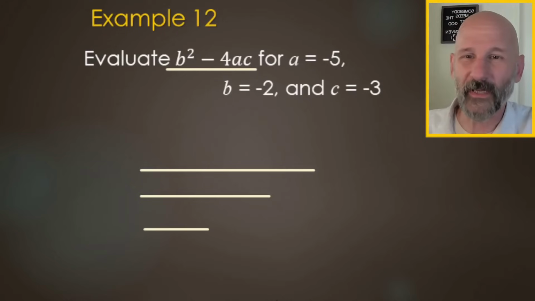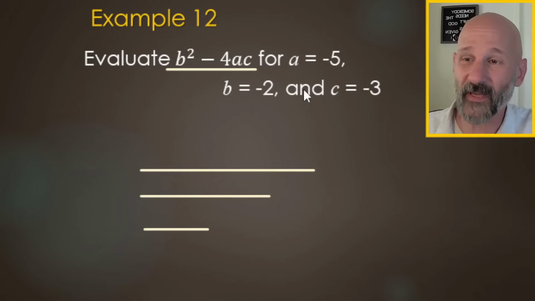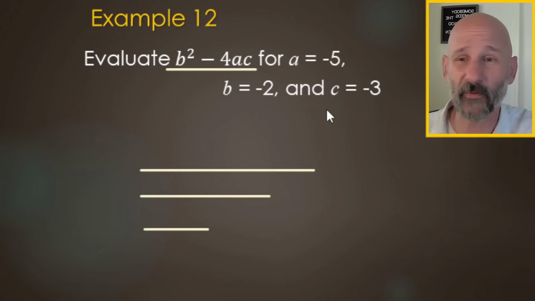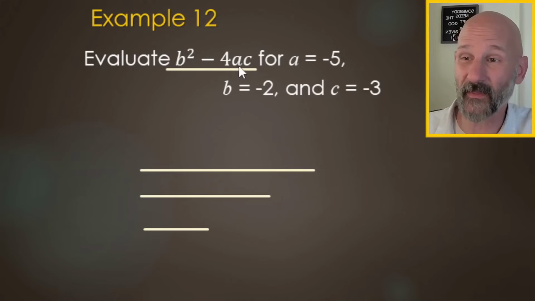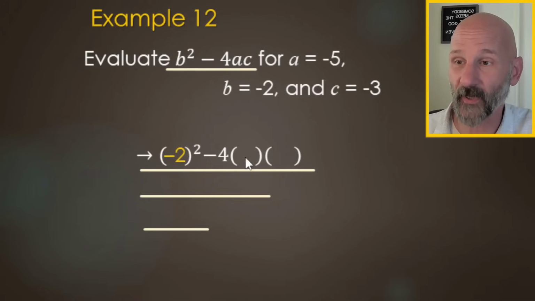Now we're going to evaluate b squared minus 4ac when a is -5, b is -2, and c is -3. So we're replacing the b, the a, and the c with the values here. Replacing the b, it's going to go right there. B is -2, so that goes right there. And then we have the a, it's going to be replaced there. A is -5, so that's going to go right there. And then the c is going to go right there, and that's going to be the -3.